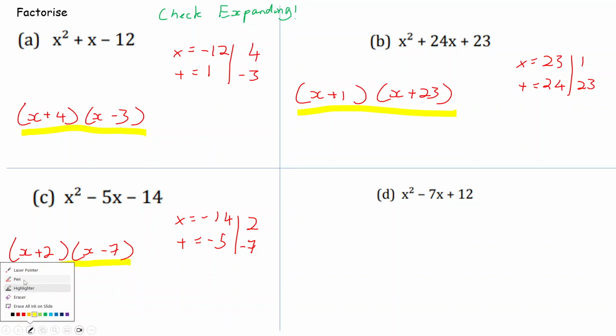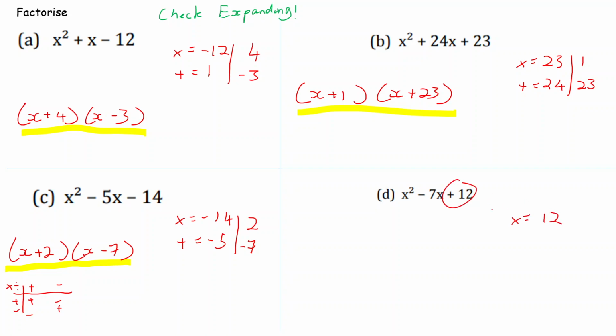Okay, last but not least, we've got this one here. Again, the same process: numbers that multiply to make your last number, which is positive 12, and add to make your middle number, which is negative 7. Again, try some numbers. You could try 6 and 2. I know 6 times 2 is 12, but 6 and 2 add to 8. I'm not really close to 7, so that's a bad choice.